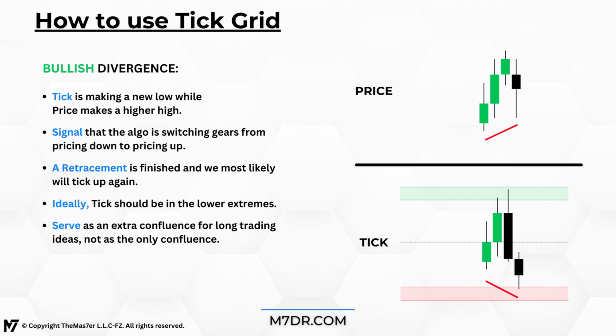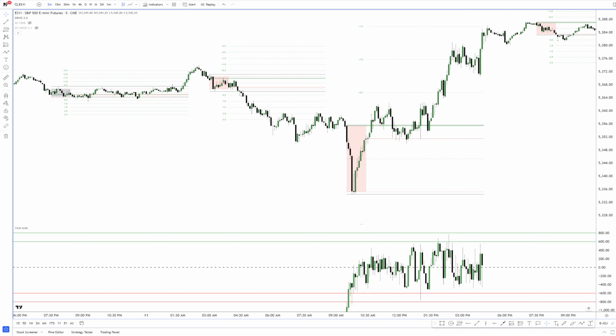Several confluences should align for your long trading idea, and then you ideally want to press the button when tick grid is in the lower extremes. Here is an example from the last Tuesday regular trading session.